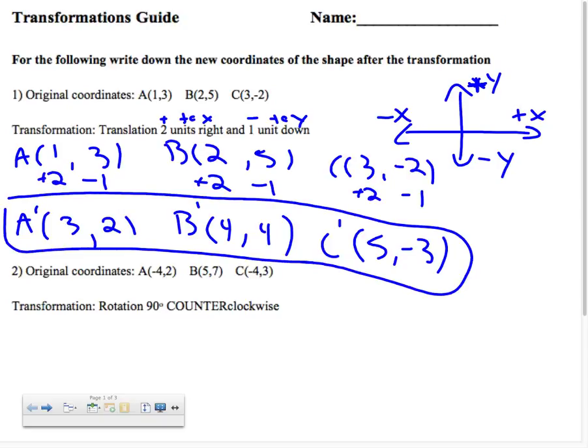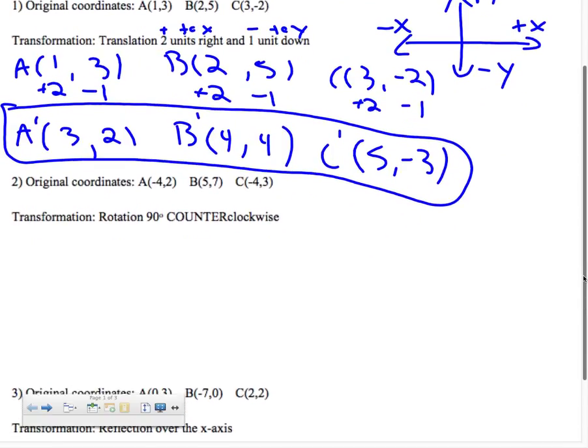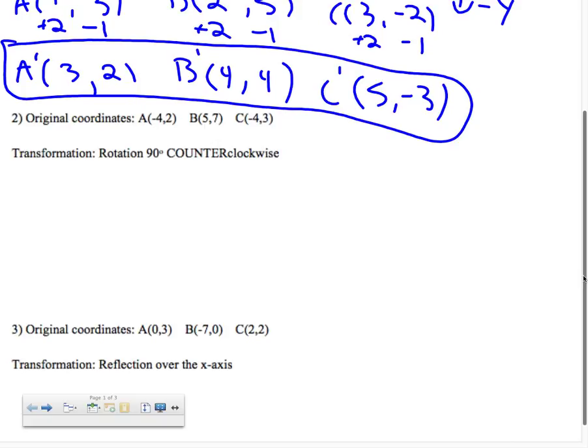So translations just deal with adding and subtracting the right number to the right coordinate. Probably one of the easier transformations. The next one is rotating counterclockwise. So rotations by 90 degrees involve multiplying by -1 and then swapping the coordinates with each other. So in this case, I want to rotate 90 degrees counterclockwise.